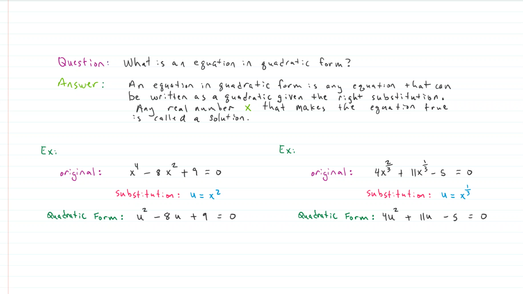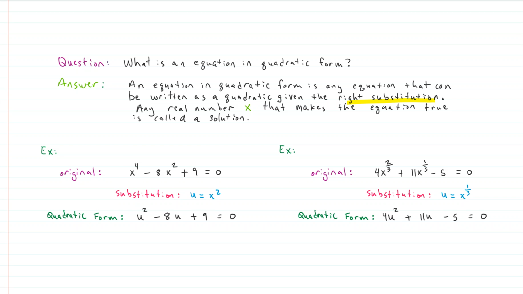So the answer to the question, what is an equation in quadratic form, is any equation that can be written as a quadratic given the right substitution. That's the key part right there. And any real number x that makes the equation true is called a solution. So let me give you two examples.